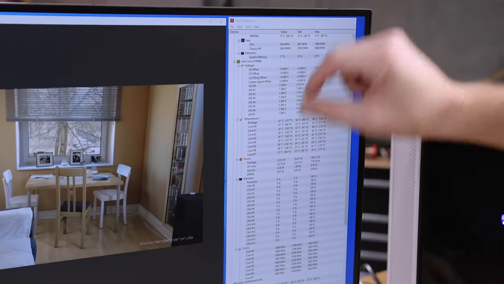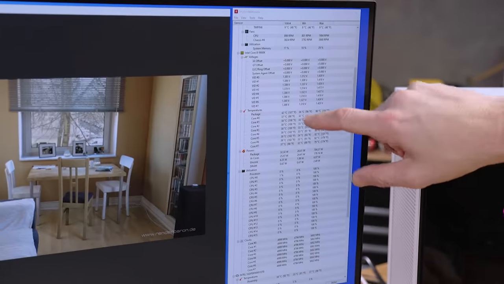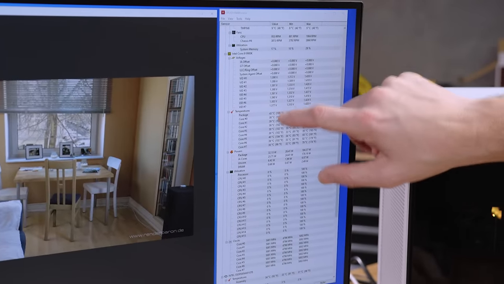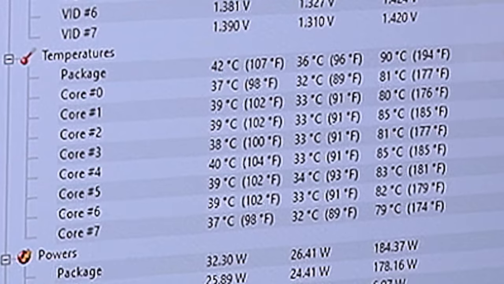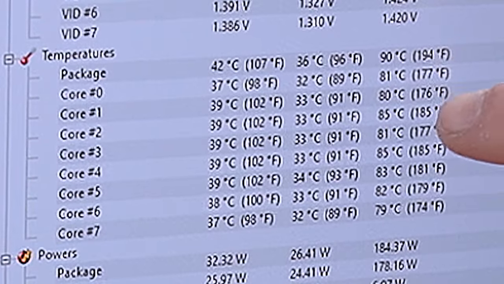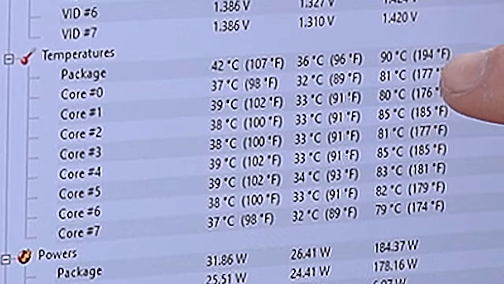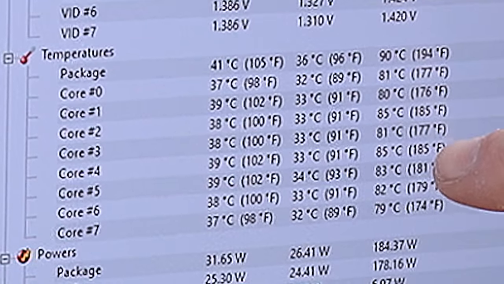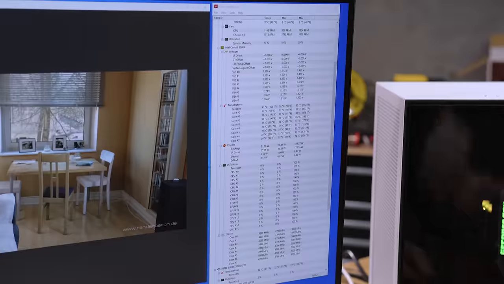All right, so the test just ended. We actually didn't get the camera started while it was still running, but we were sitting in the mid 80s. Now, if we look at spikes, we got a max temperature of 90°C on the package, and it looks like our hottest cores were 85, 81, 80, 85, 81, 85, 83, 82, 79. So what does that mean?